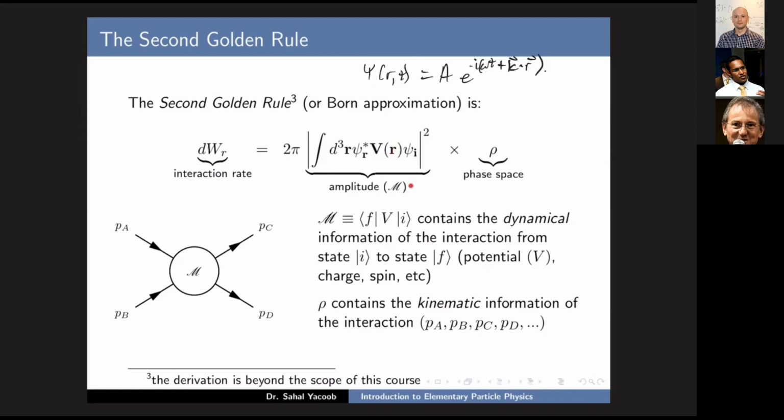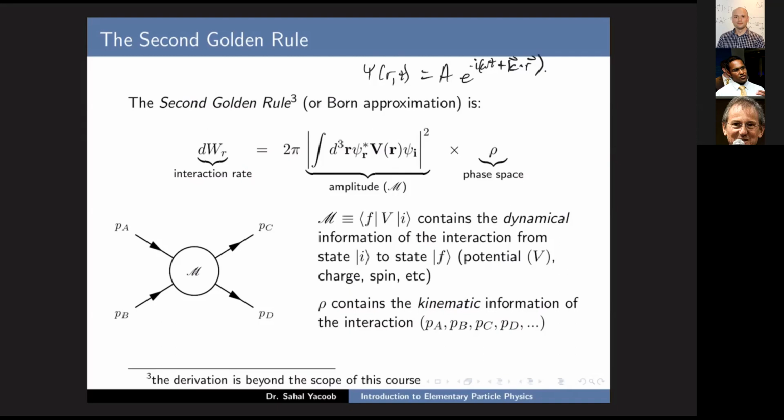Then the physics part of the interaction is described by the integral of the final state wave function, the initial state wave function, and the perturbing potential. And then we have a term for the phase space. So we can combine all of these things together to get the interaction rate.